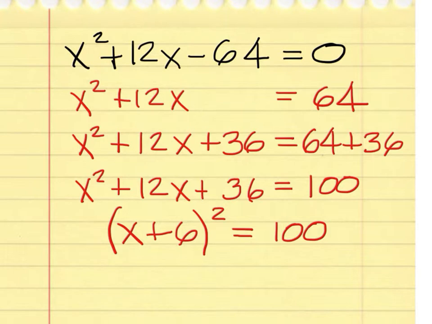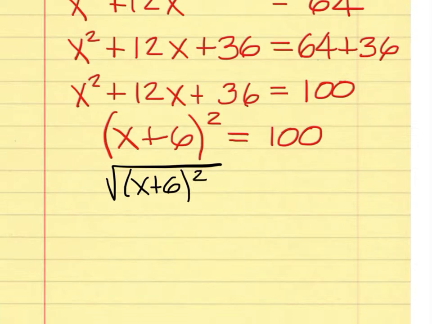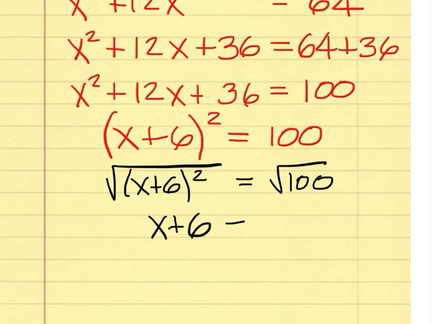Okay, so what do I do to both sides at this point? Garrett. You find the square root of both sides. That is right. X plus 6, quantity squared, have to find the square root of that, and the square root of 100. What is the square root of the quantity squared of x plus 6, Spradlin? X plus 6 is right. And what is the square root of 100, Deems?